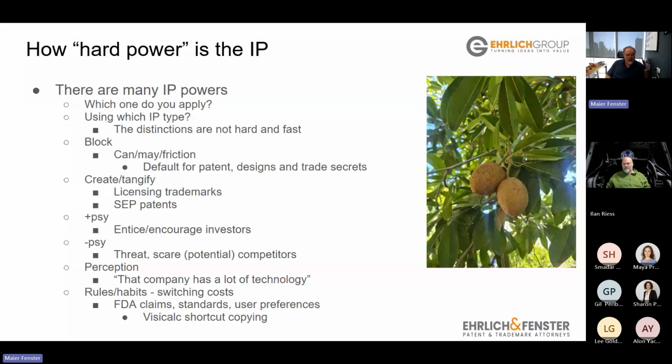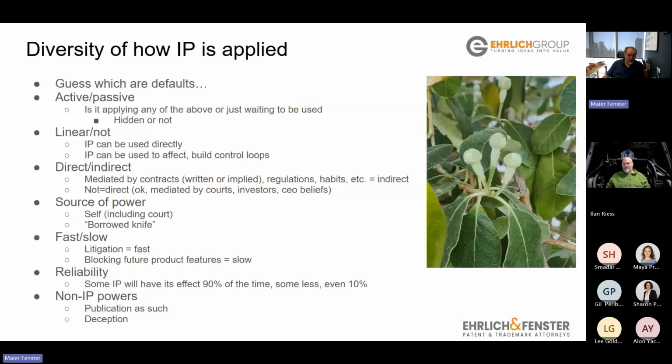Now, there's a lot of diversity on how you apply IP. Is IP usually active or passive? Well, a lot of people measure IP based on whether it's infringed. So that's active and not just IP waiting to be used. How linear it is, whether it's direct or indirect. Indirect means you have contracts, and direct means you don't have. And in a startup company that wants a monopoly, usually you don't have contracts. It's direct, either somebody's infringing or not.